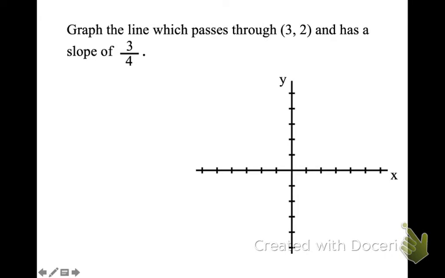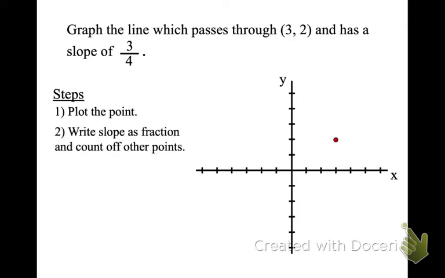So why don't you pause the recording and try it. Now let's check it. We'll start at (3, 2). That's where we're going to start. And now I'm going to rise 3 and run 4. Rise 3 and run 4. From that point, this is a rise, and this is a run. So remember, this is my across movement, and this is my up and down movement. So I'm going to go up 1, 2, 3.